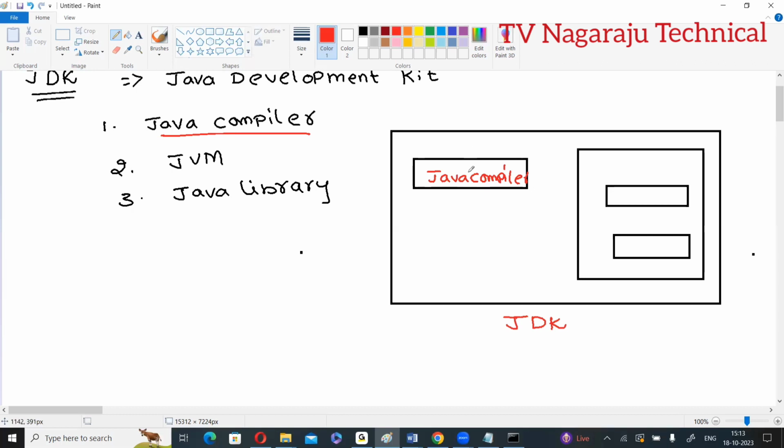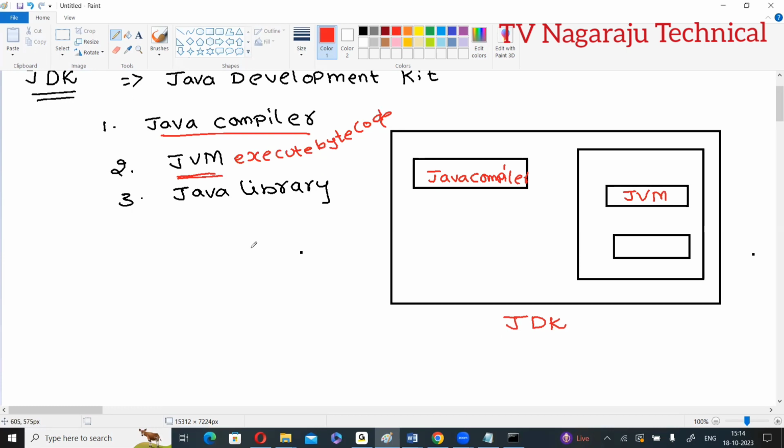Now, whatever bytecode is generated, what about JVM? This part is called JVM. JVM is the Java Virtual Machine, which is used to execute bytecode. JVM's purpose is to execute the Java bytecode.